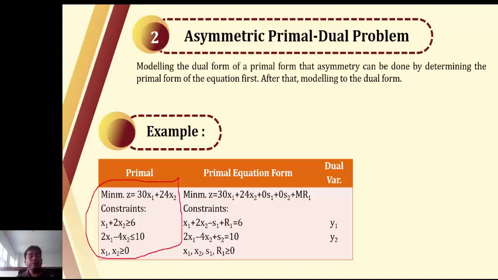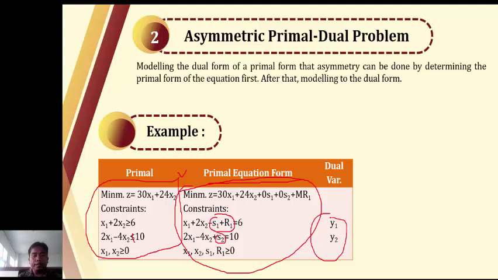If you want to convert this model to the dual, the first step is to construct it in the standard form, or equation form. Because a constraint is greater than or equal to, you have to add a surplus variable and an artificial variable, and where it is less than or equal to, it is a slack variable.